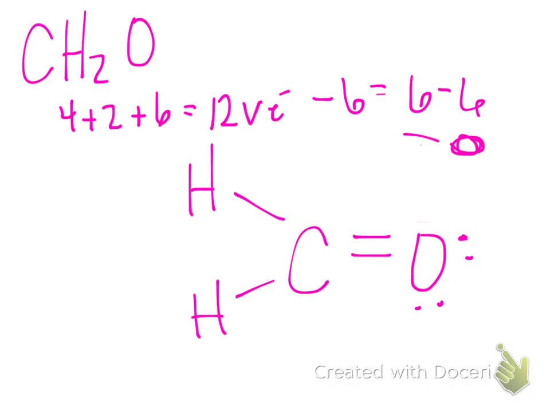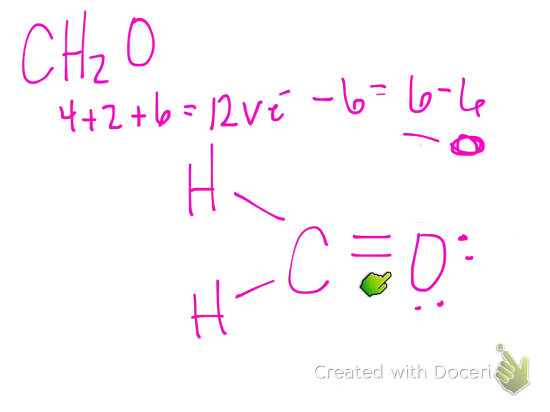So how many electrons are contained in any bond? 2. So that means in this bond up top there are 2 electrons, and in this bond there are 2 electrons. Okay, so let's count our total electrons again. 2, 4, 6, 8, 10, 12. That's good, right? That's what we needed.